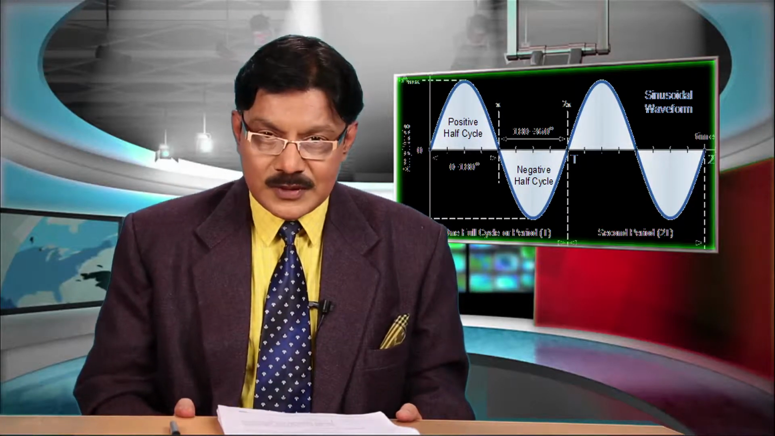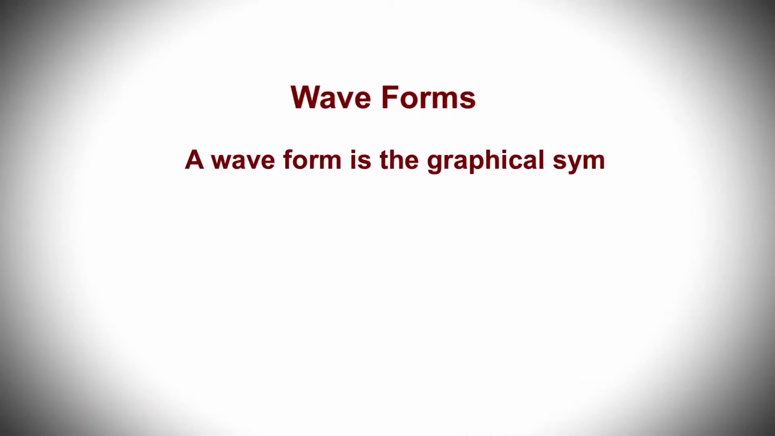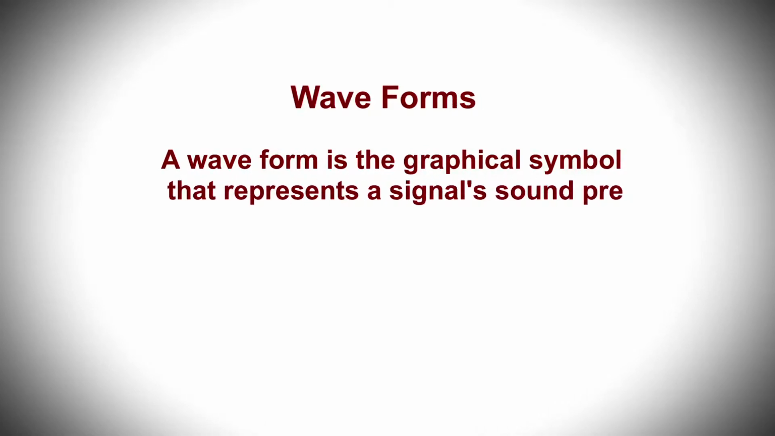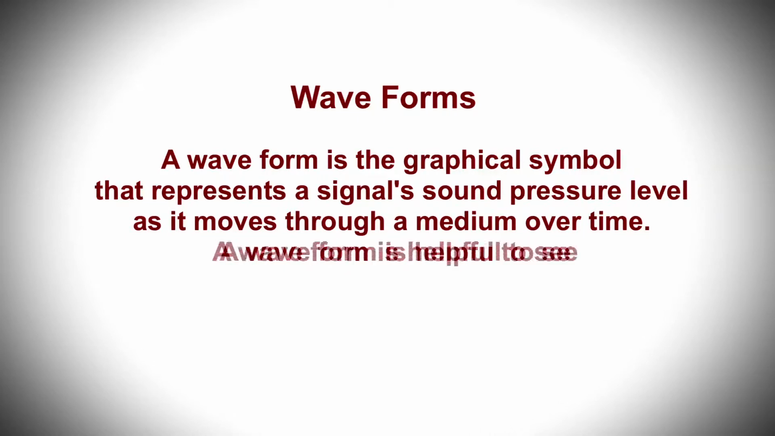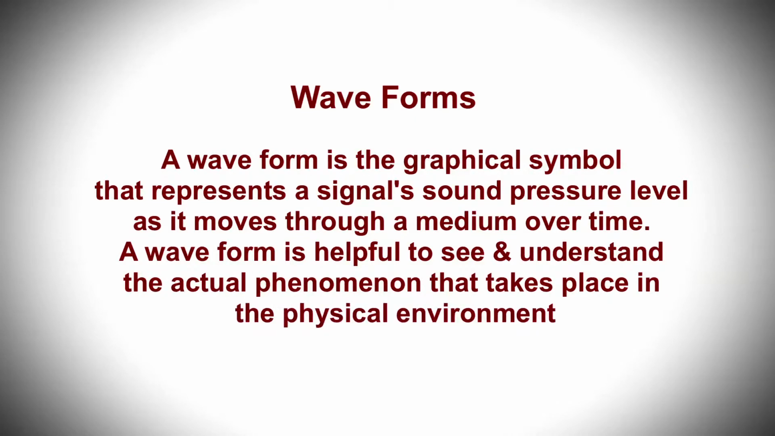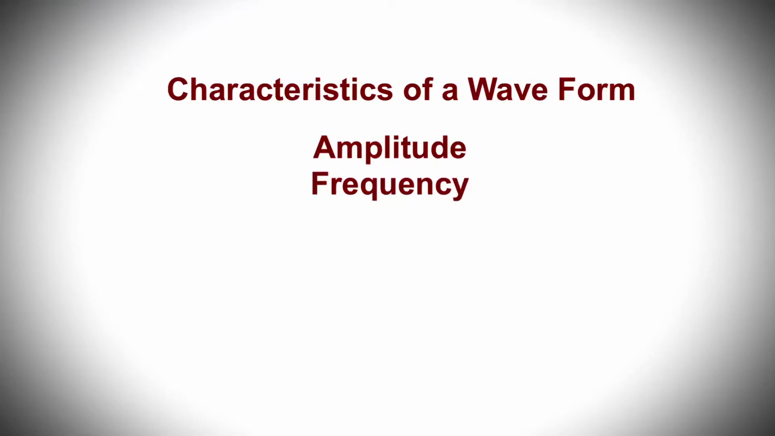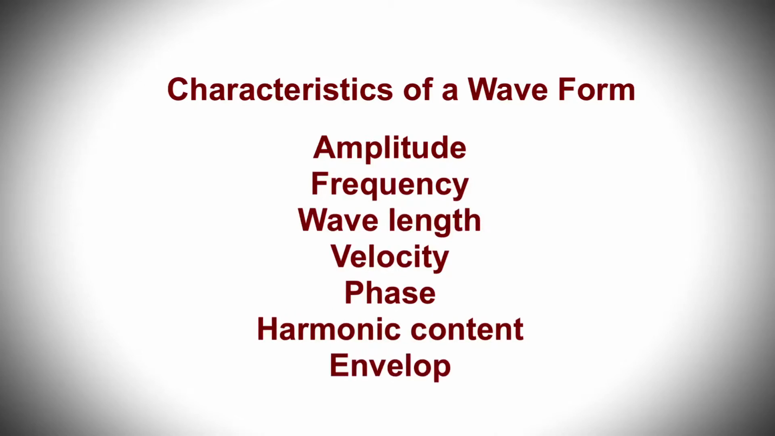Characteristics of a waveform. A waveform has varieties of categories. A waveform is the graphical symbol that represents a signal's sound pressure level as it moves through a medium over time. A waveform is helpful to see and understand the actual phenomenon that takes place in the physical environment. The categorical characteristics are amplitude, frequency, wavelength, velocity, phase, harmonic content and envelope.